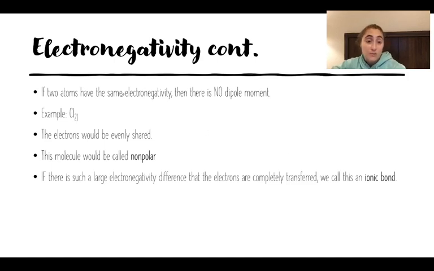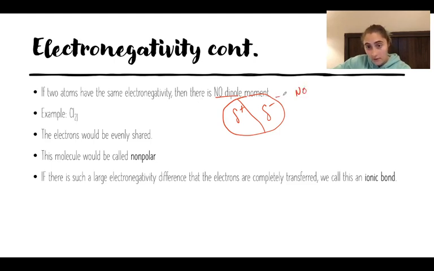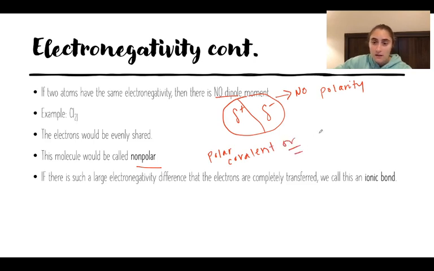Okay, now it is possible that two atoms have the same electronegativity. In this case, there is no dipole moment, which means there is no side that's partially positive or partially negative. We don't see that, right? And if there's no dipole moment, then there's no polarity. And if there's no polarity, we would say that it's nonpolar. So you can be polar covalent, and that's if you have a dipole moment, or you can be nonpolar covalent. And that means that you have no dipole moment, nonpolar covalent.